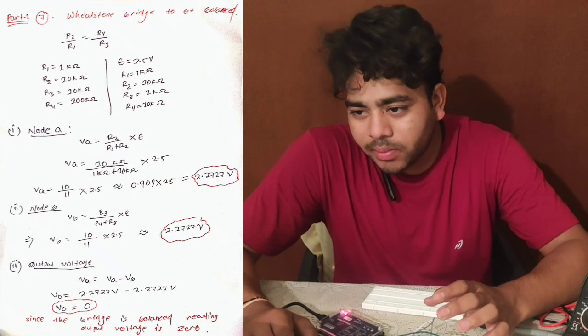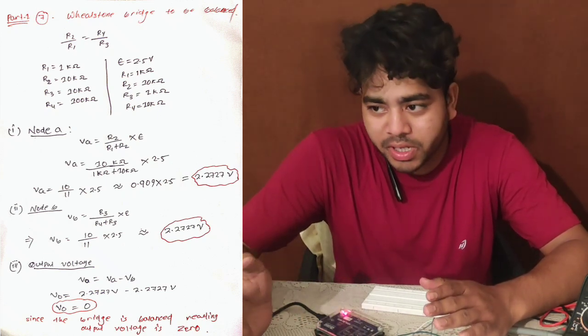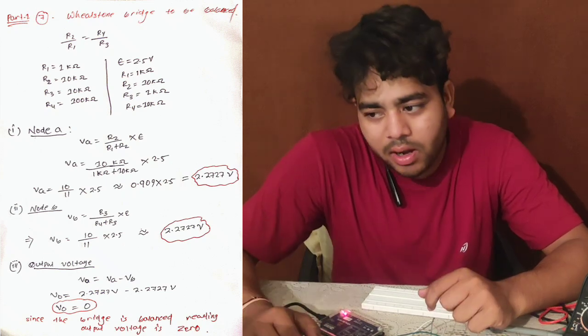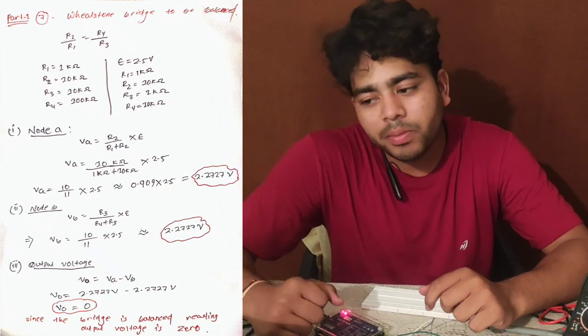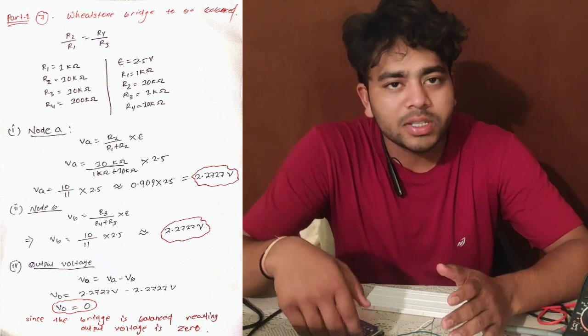Okay, these are the initial values we have to take for Wheatstone bridge balance: R1 is equal to 1 kilo ohm, R2 is equal to 10 kilo ohm, R3, and you can see node A will be 2.2727 volts, and similarly node B will also be 2.2727 volts. Now the output voltage will be 0.